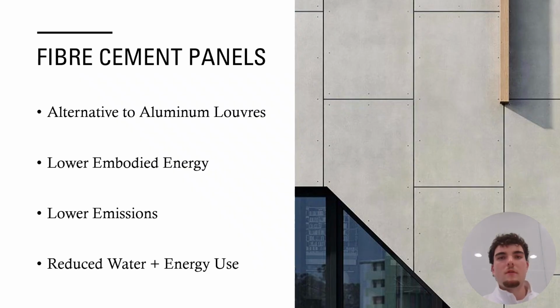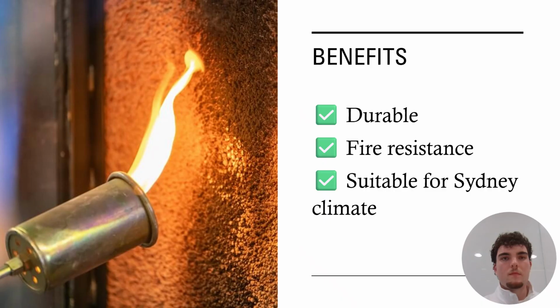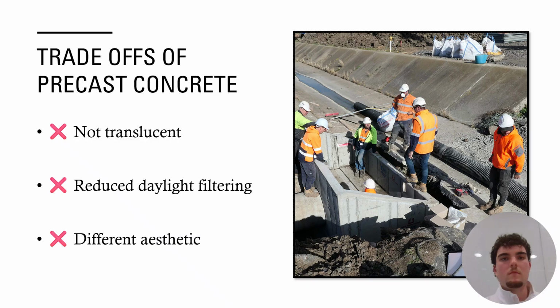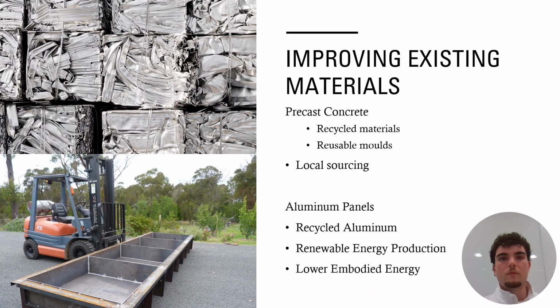Fiber cement panels offer a lower impact alternative to aluminium cladding. Fiber cement has lower embodied energy, lower emissions, and reduced water and energy usage. Benefits of fiber cement panels are that they are durable, fire-resistant, and more suitable for Sydney's climate. However, fiber cement panels lack the translucency and design qualities of aluminium panels.